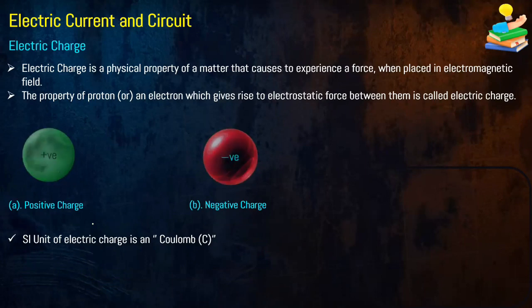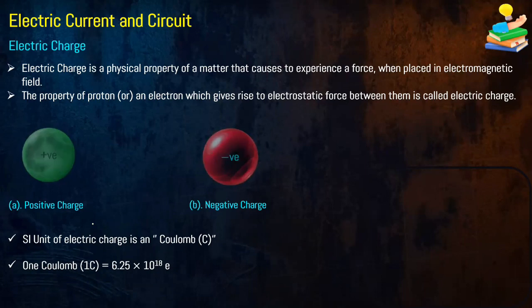Now, it is a physical quantity, electric charge. Here, the SI unit of electric charge is Coulomb. What is the SI unit of electric charge? Coulomb. Now, 1 Coulomb is equivalent to 6.25 into 10 to the power of 18 electrons.